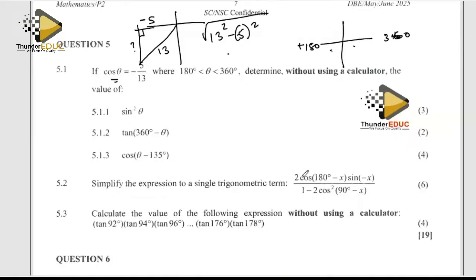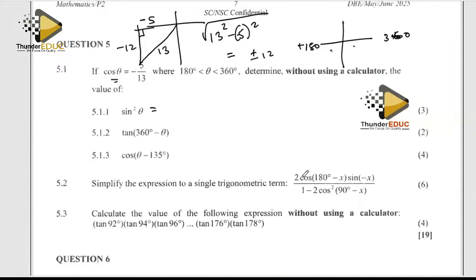Okay, under square root. So when I do that, what do we end up with? That's going to give us plus or minus 12. But since the side is below the y-axis, it's going to be a negative 12. So the triangle is complete.